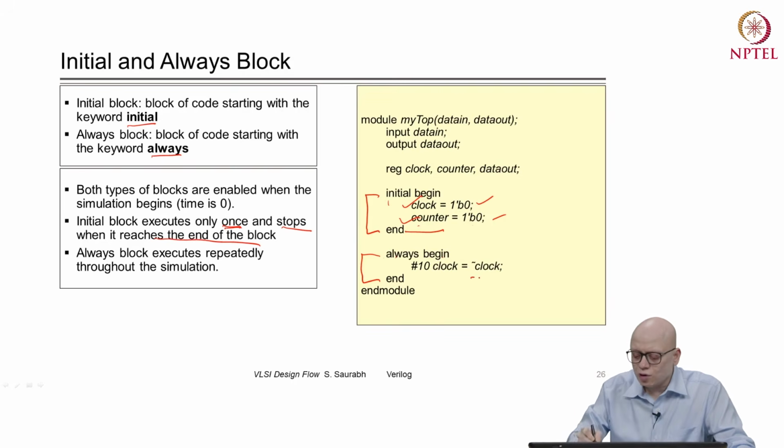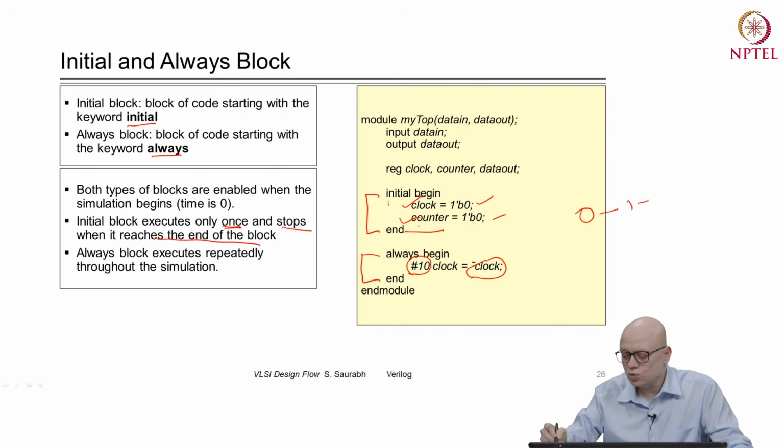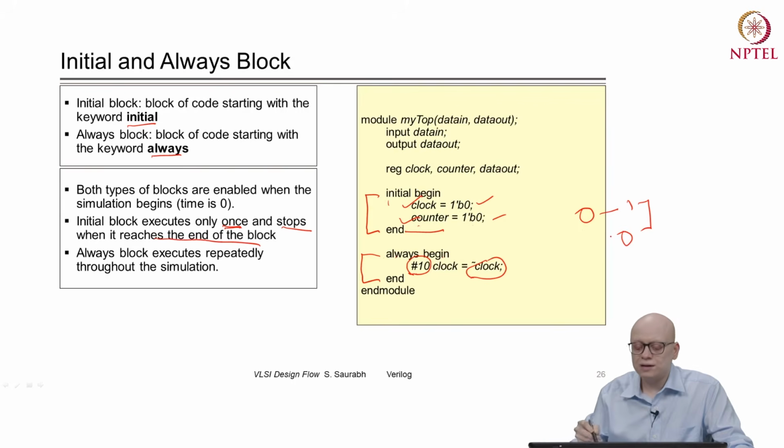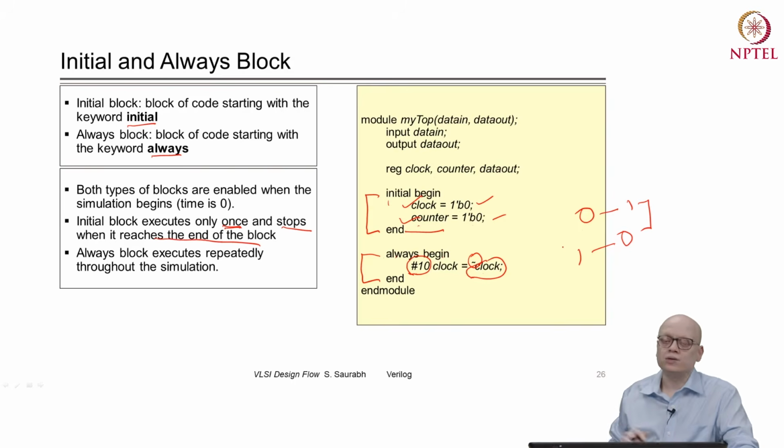Suppose the initial value of clock was 0, then after 10 time units the value will become 1. So, #10 means that there is a delay of 10 time units in executing this statement. Then after 10 time units it will again change to 0. Since we have a negation of clock here, after 10 time units it will again become 1. So, we will get an infinite sequence of 0, 1, 0, 1, and so on until the end of simulation.